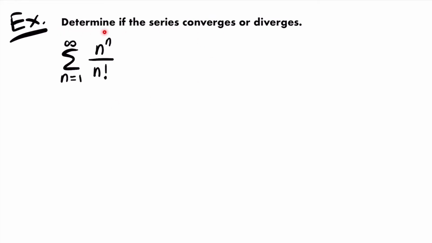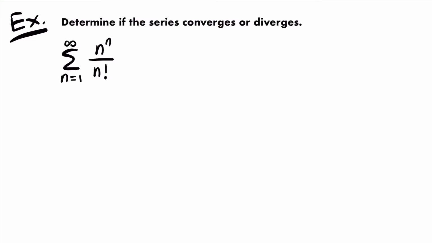All right, so here's our next example. We want to determine if the series converges or diverges. In this case, our series is the sum from n equals 1 to infinity of n to the power of n divided by n factorial. All right, so once again, we have another factorial as well as an exponential part, and so this series is a good candidate for using the ratio test.